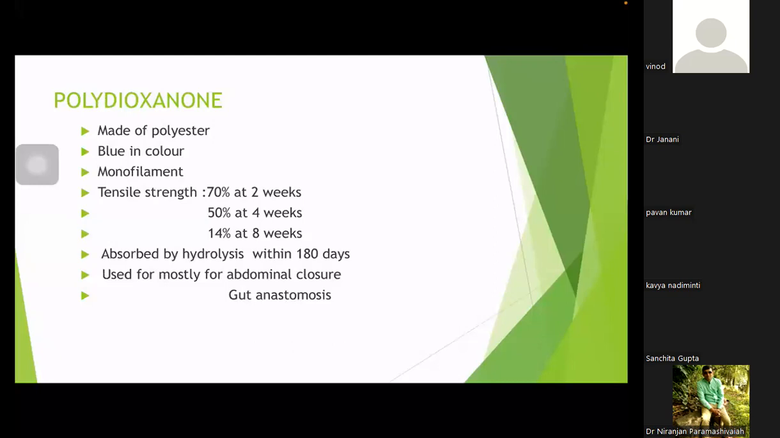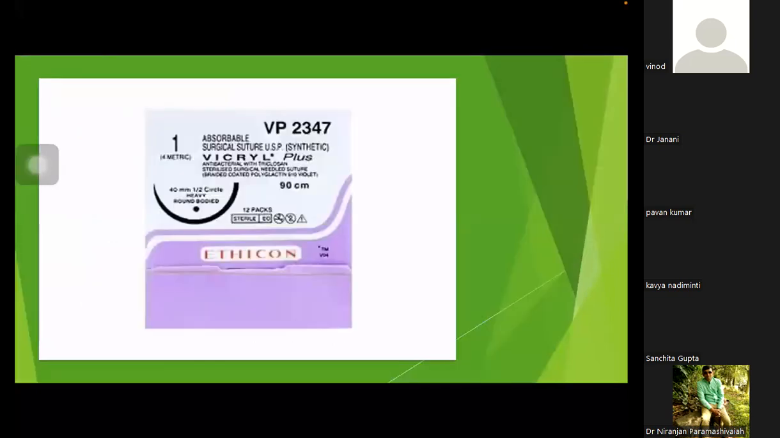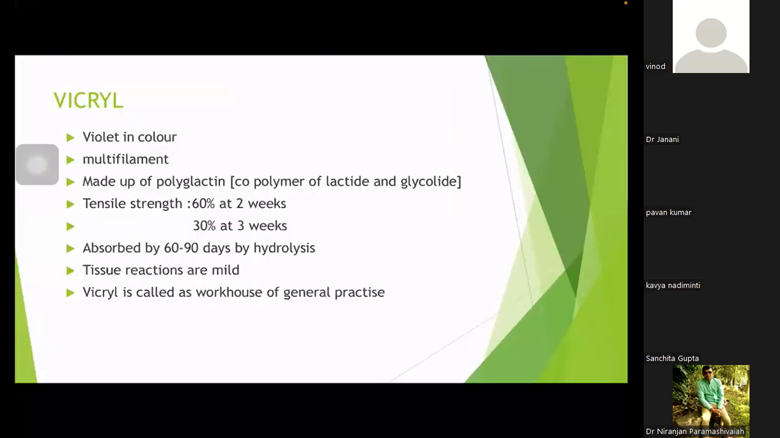POLYDIOXANONE. Vinod, hold on. VICRYL is not the name of the suture. It is a brand name. You can't use brand names. It is a polyglactin polymer.